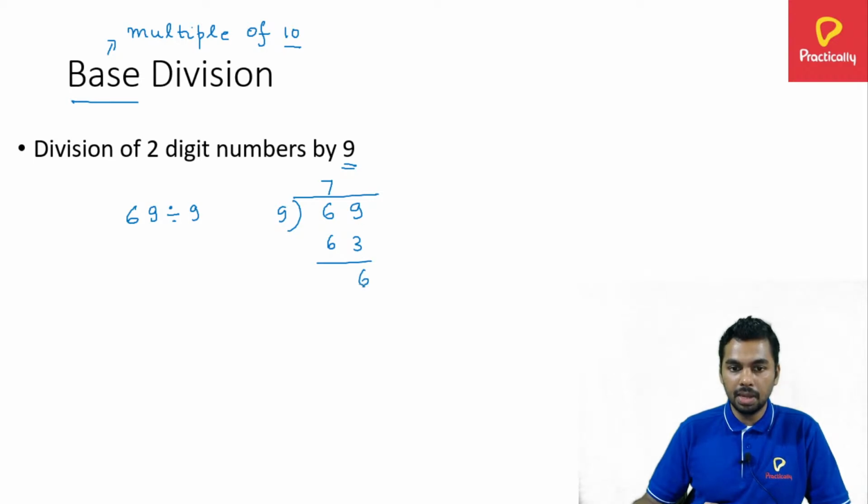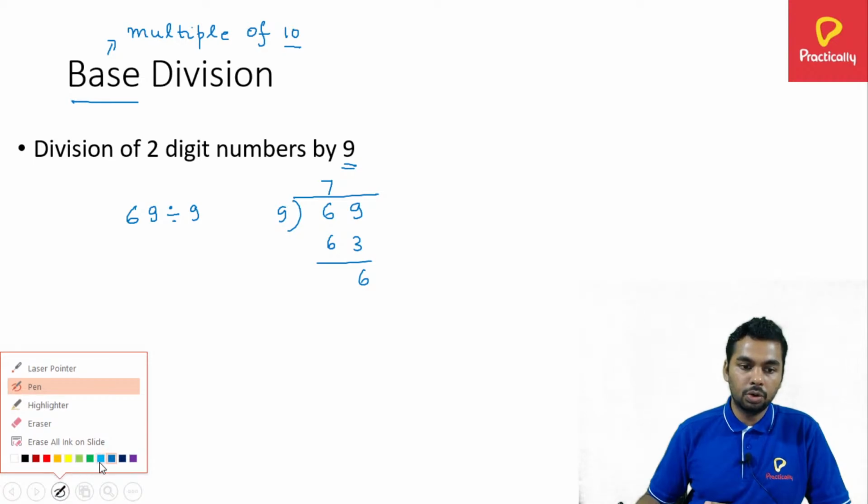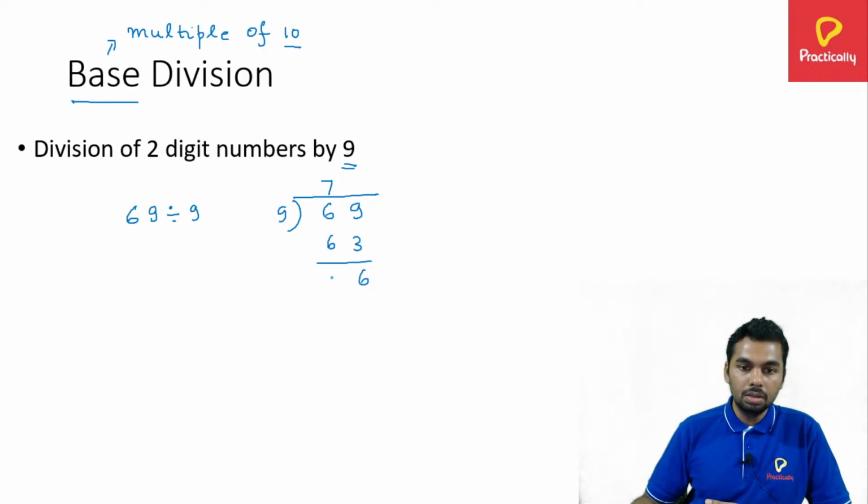Now you will get the remainder. So let me just name this for you. This is what is called the remainder. I'll put an R here, and this number 7 is what is called the quotient.